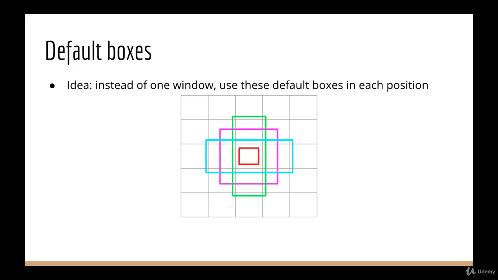For each window, we're going to test to see if the object fits into one of those default boxes. We have the small square, the big square, the tall rectangle, and the fat rectangle. Now, just as a small detail, we do still have to do some regression, but it's easier because we are constrained by the box.